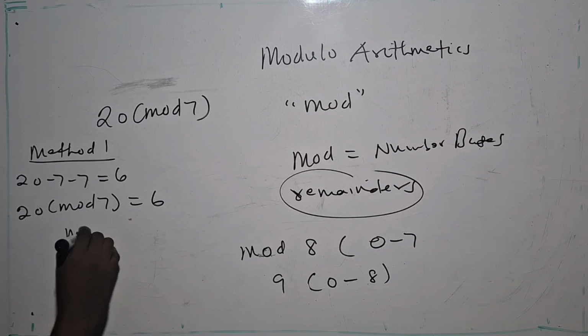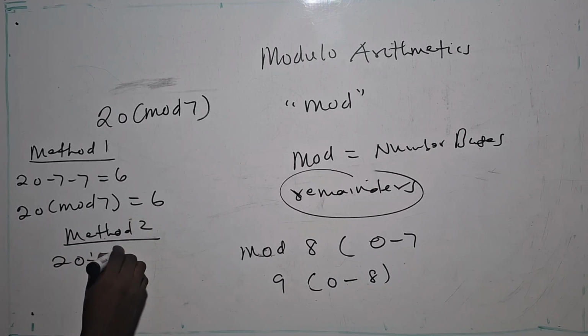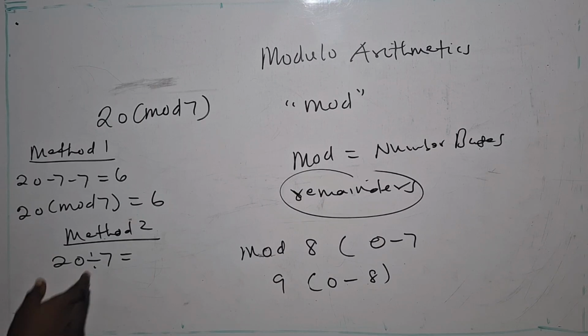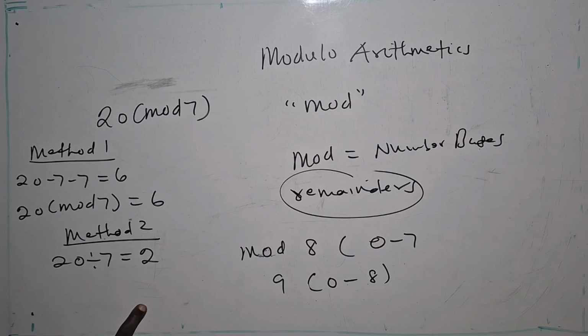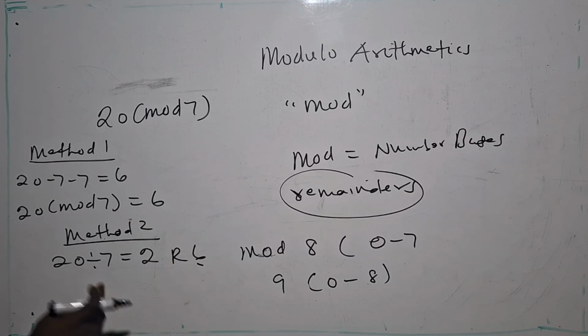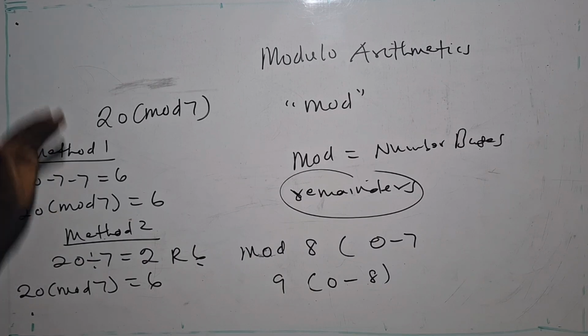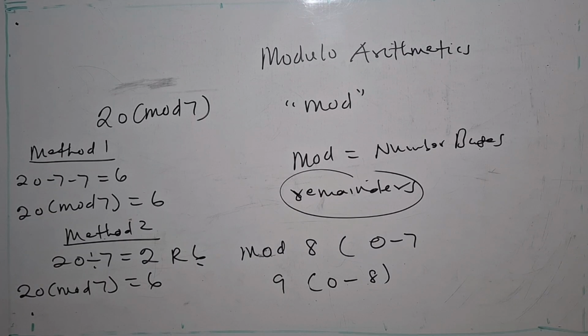For method 2, we use the division method. If you have 20 divided by 7, 7 will divide 20 two times. 7 times 2 is 14. Now remember the remainder, 6. And this is accepted because we are working with mod 7. So 20 mod 7 is also equal to 6. These two methods are the main ones we normally use in solving for the mod of any number.